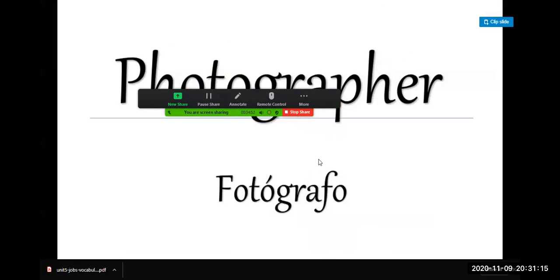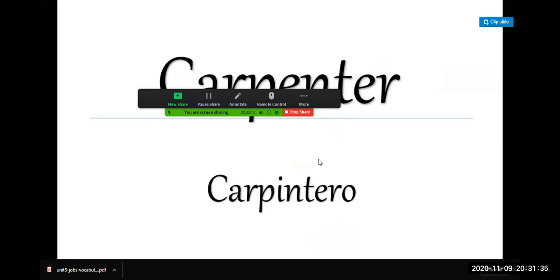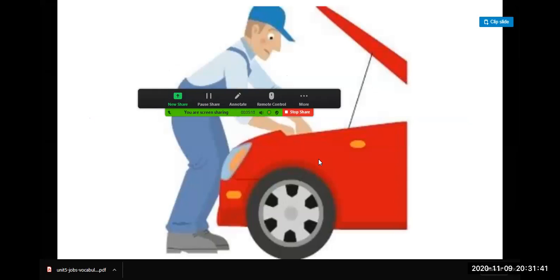Photographer. La misma F. Photographer. Very good. And then this one? Carpenter. Excellent. It's a carpenter. What is this?